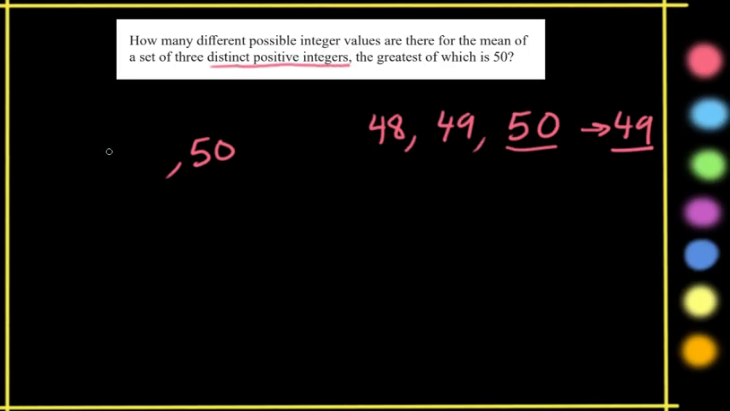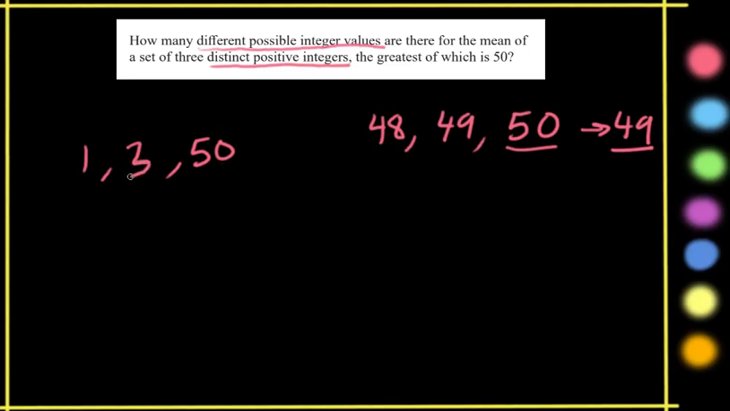So because they're distinct positive integers, 1 and 2 is going to be the smallest I can make them. 1 is the smallest positive integer, and the other one has to be distinct from that, and so the smallest I can do is 2. So this adds up to 53, which is not divisible by 3. So it's not going to be an integer mean, and they're asking how many different possible integer values there are for the mean. So I'm going to have to go a little bit bigger.